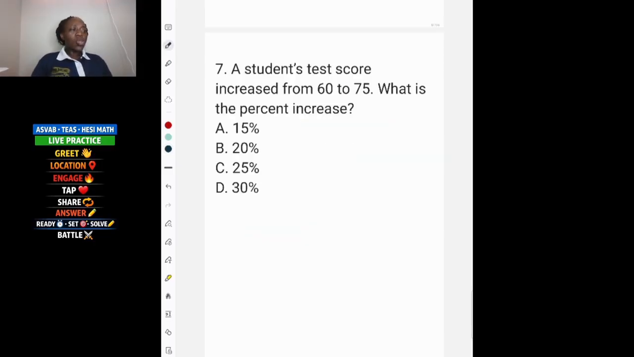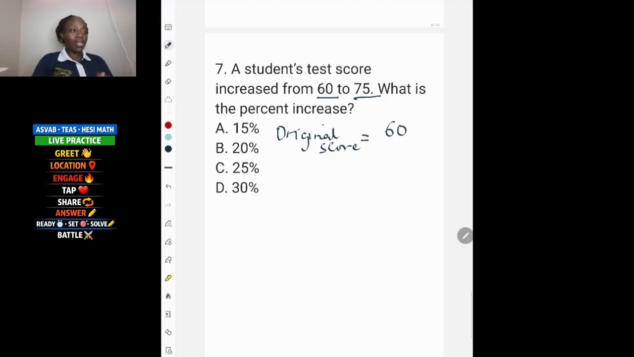Number 7. A student's test score increased from 60 to 75. What is the percentage increase? The first thing: what is the original, the initial score? What is the original score?